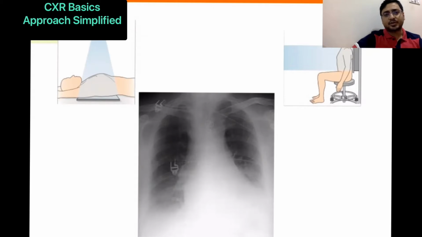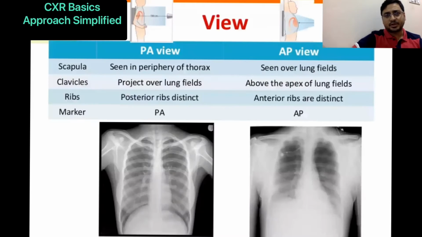or AP view. So this is how the X-ray collimator is projecting over the entire area, and the patient lies in a supine posture, and this is how it is again in a sitting posture, and this is how the AP view looks. You can see a magnified view of the cardiac silhouette, and these are the lung fields. So this is how the AP view looks.